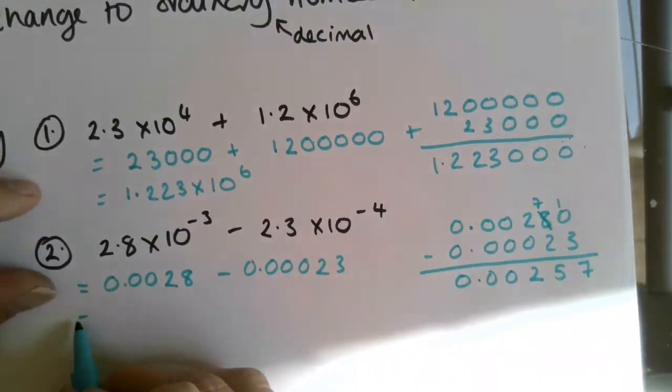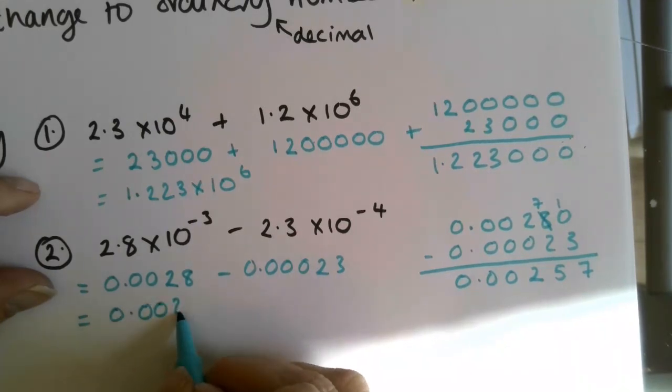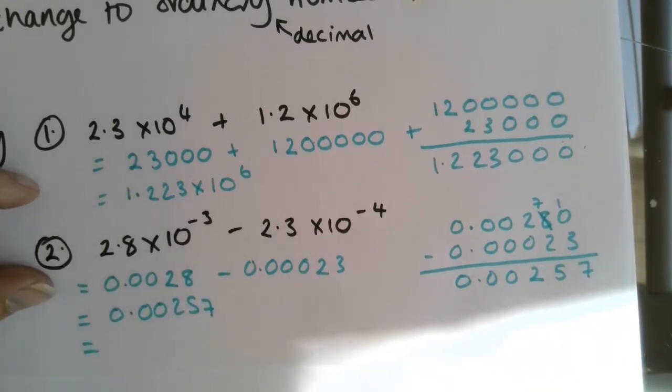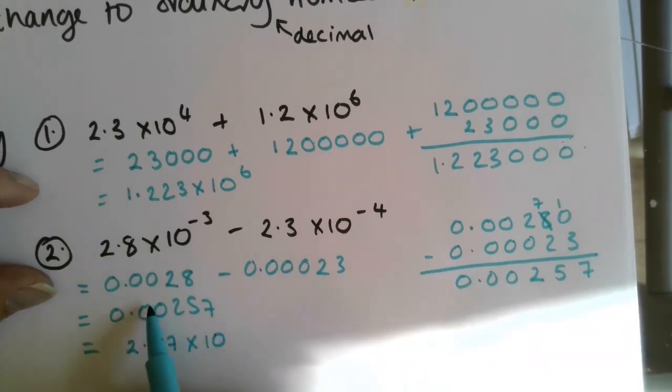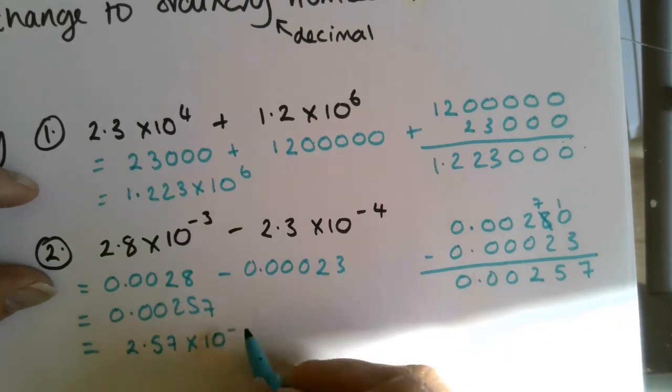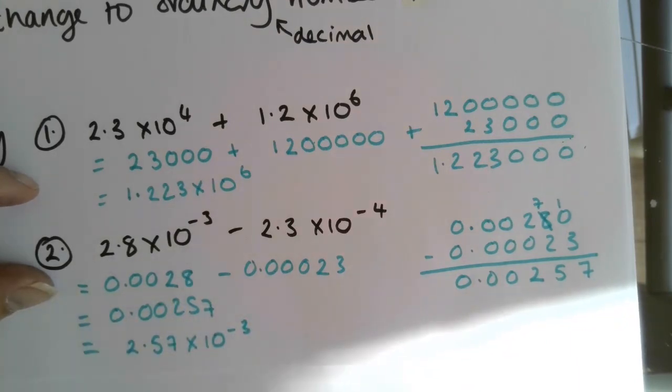Okay. And then change that into standard form. So it's going to be 2.57 times 10 to the minus 3. Okay, that's it. Bye.